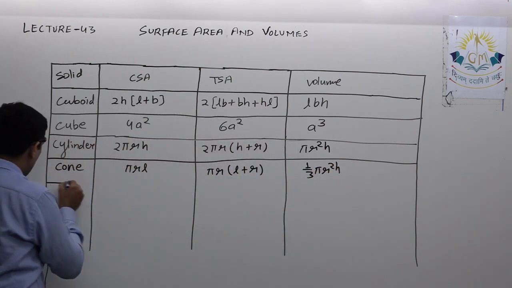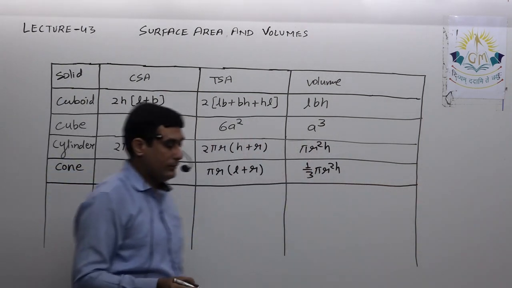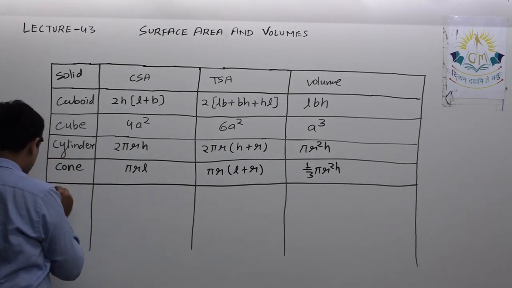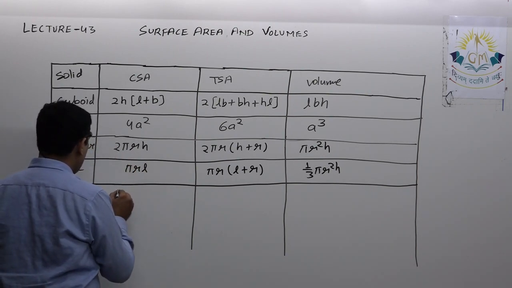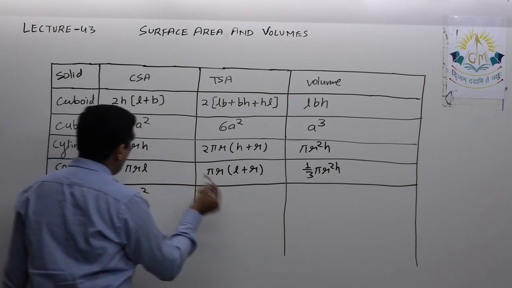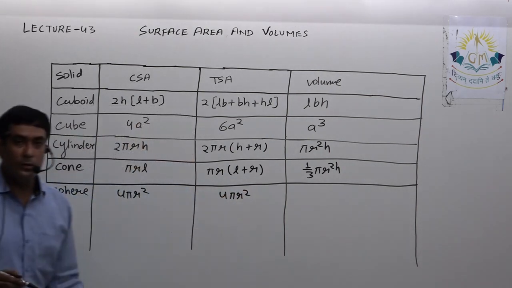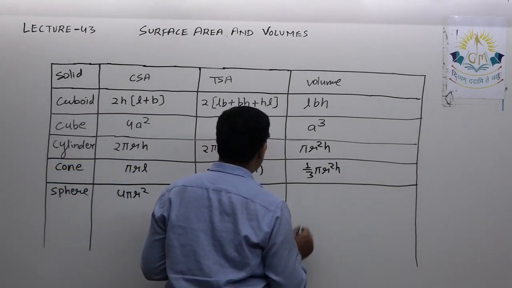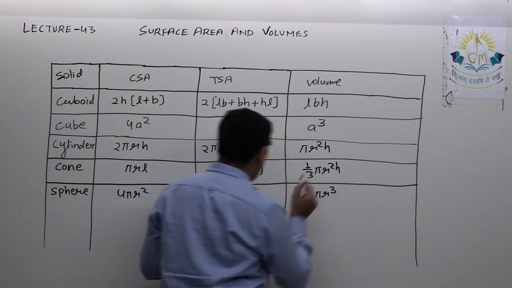Okay. After cone, next is sphere. Now curved surface area of sphere is 4 pi r square. Total surface area is also 4 pi r square, because these two terms are not different with respect to sphere. These two are the same thing, CSA and TSA. Volume is 4 by 3 pi r cube.